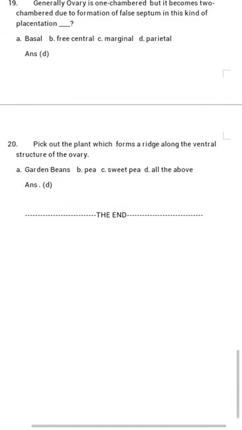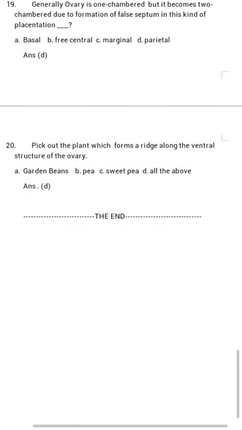Okay, now let us discuss the last question in this session. Pick out the plant which forms a ridge along the ventral structure of the ovary. A, garden beans. B, pea. C, sweet pea. D, all the above. So the correct answer for this question is option D, all the above. In all these plants, a ridge forms ventrally, and to that the ovules are attached in the ovary.